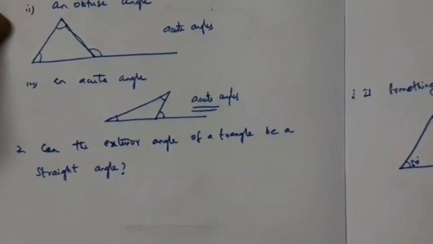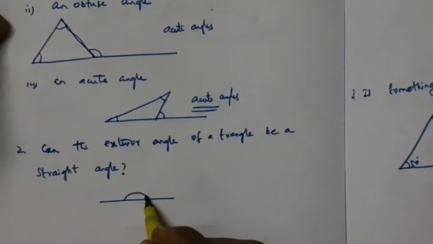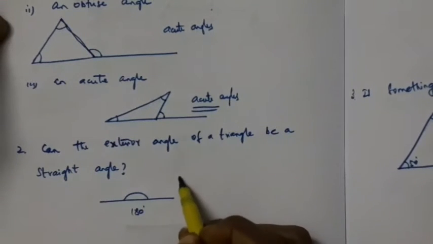Can the exterior angle of a triangle be a straight angle? See, this is a straight angle. This straight angle is either 0 degrees or 180 degrees. Okay, so this cannot be an exterior angle of a triangle. It is not possible to form a triangle then. So no.